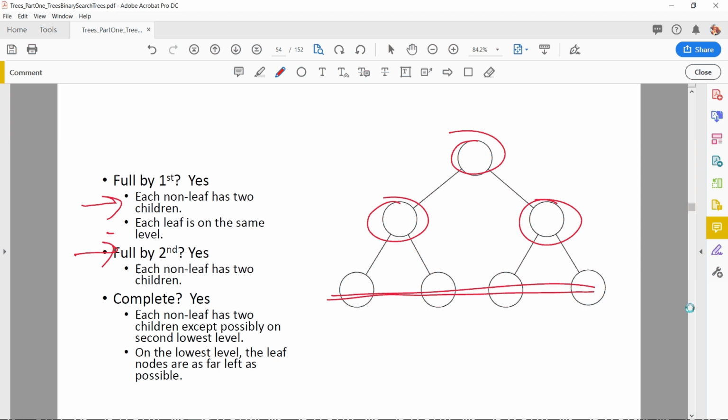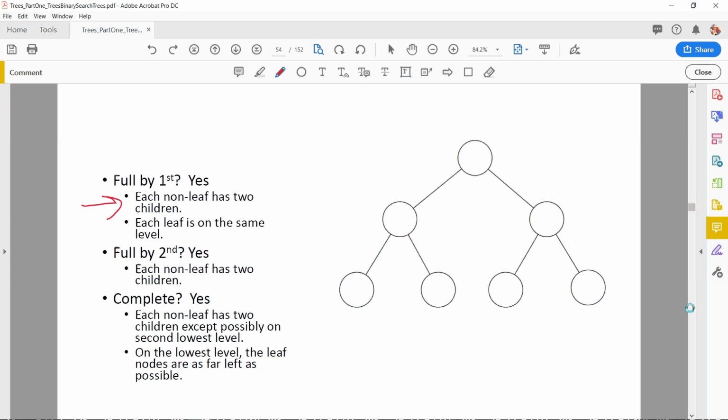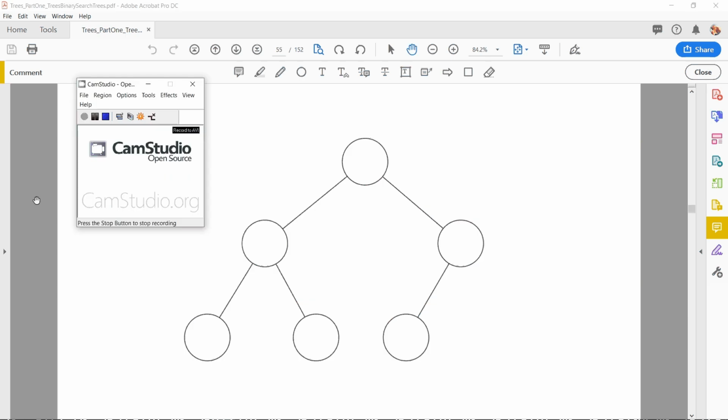Is it complete? Well, each non-leaf has two children. That's true, except possibly on the lowest level, but for us, it's already the case that each non-leaf has two children, so we're good there. And on the lowest level, all leaf nodes are as far left as possible. Yep, the whole level is filled with leaf nodes, so we're good there. So this is full by both definitions and complete.